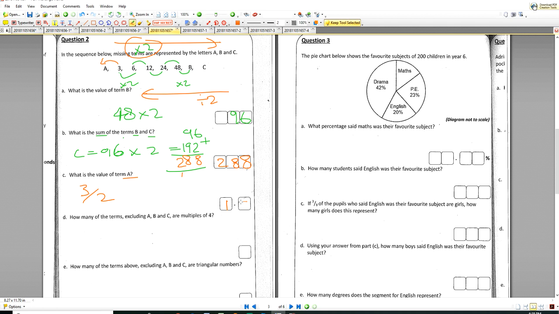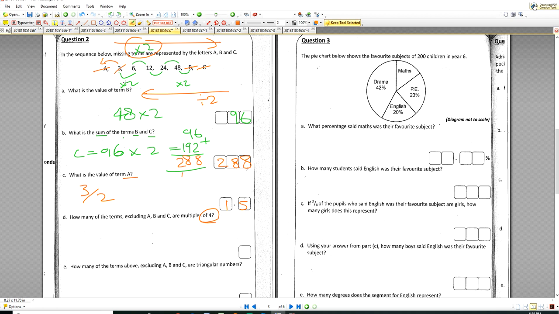So half of 3 will give us 1.5. That's that part done. Question 2D now. How many of the terms excluding A, B, and C are multiples of 4? So we're not allowed to include A, or B, or C. But we've got to find out the rest of them, which ones are in the 4 times tables.